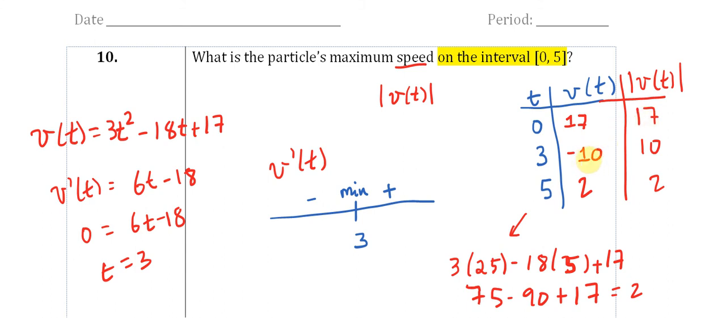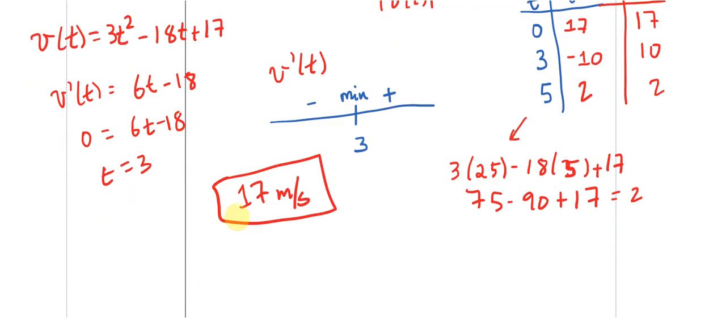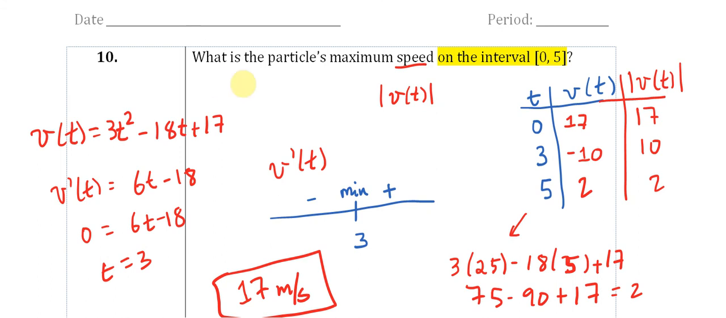If this number down here at t equals 3 had been a gigantic negative number, then once we figure out its speed, that would be the maximum. So we can answer this question and say that the maximum speed on this interval is 17 meters per second. And again, I want to stress that we're looking for maximum speed here, not necessarily maximum velocity.